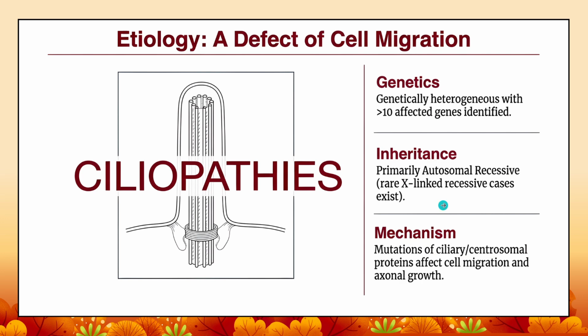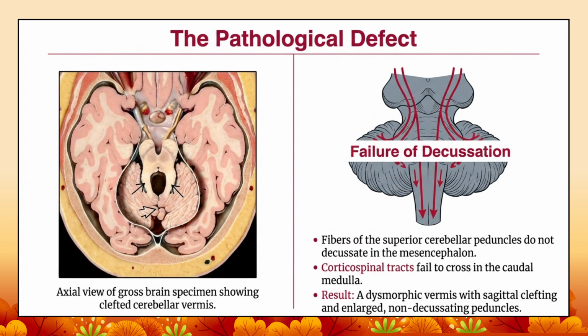Joubert syndrome and its related disorders are genetically heterogeneous disorders with more than 10 affected genes identified. They are also known as ciliopathies. They are primarily autosomal recessive disorders. The mechanism is mutations of the ciliary and centrosomal proteins which affect the cell migration and axonal growth, which leads to failure of decussation of the fibers of the superior cerebellar peduncles and corticospinal tracts, which leads to a dysmorphic and clefted vermis.